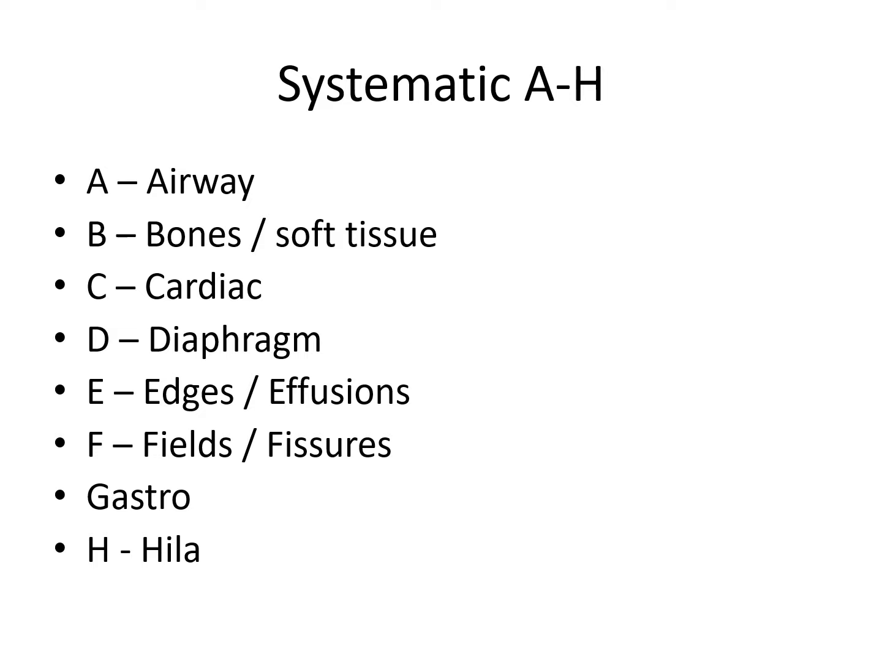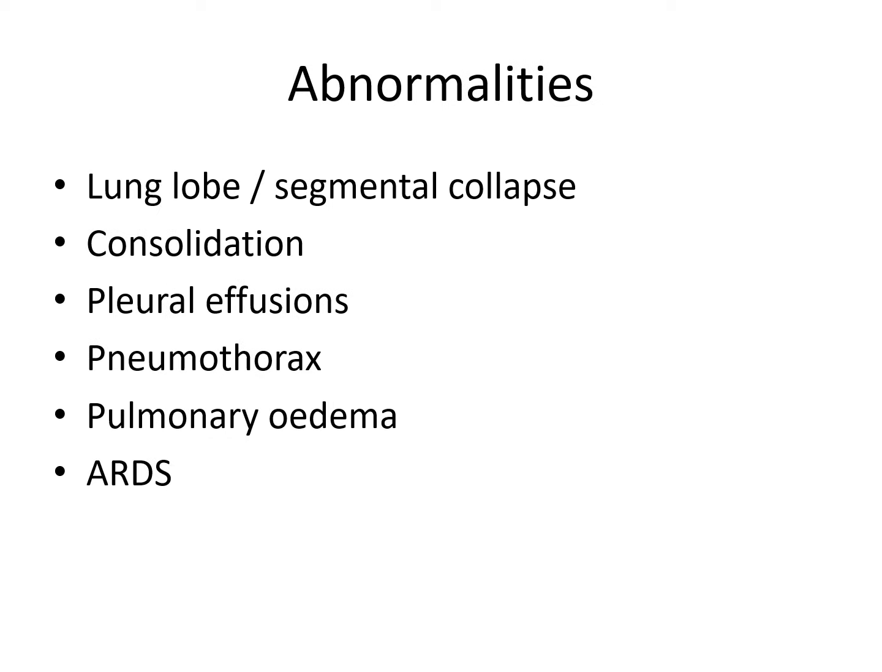G is gastro, so that's the aortic size and shape and outline of the pulmonary vessels. The aortic knob should be clear and the gastric bubbles should be clearly seen and not displaced. H is for hilum. This is your vasculature. The left hilum is normally higher than the right, and it can also be the widening of the mediastinum. So, abnormalities.